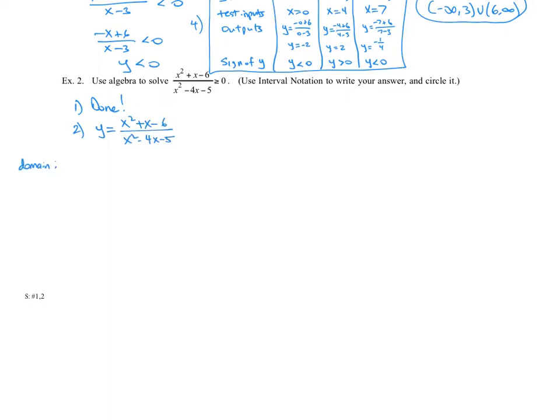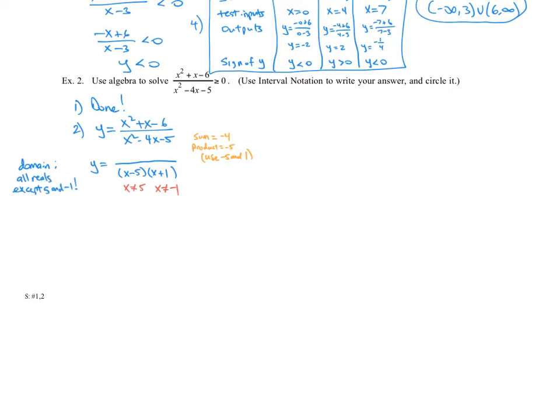Since y is a rational function, we need to focus on its denominator. What numbers would cause us to divide by 0? So let's factor that denominator and see. We need a sum of -4 and a product of -5. So the numbers we're going to use are -5 and 1. Since the coefficient of x squared is just 1, we can factor this directly as x minus 5 times x plus 1. Thus, x can't be 5 or -1, which means the domain is all real numbers except for those two numbers.